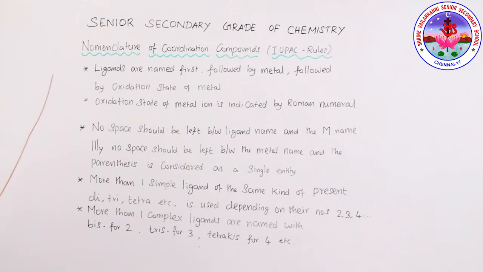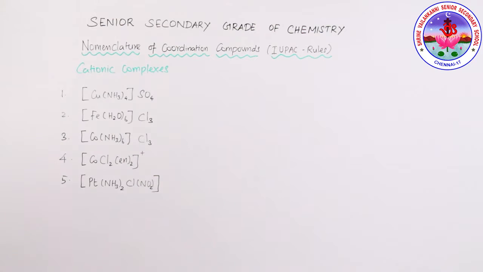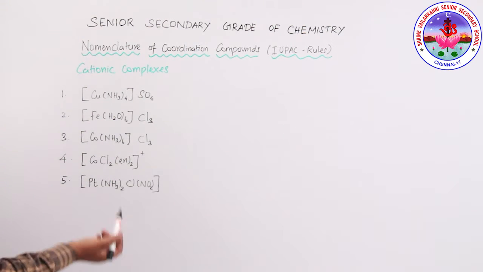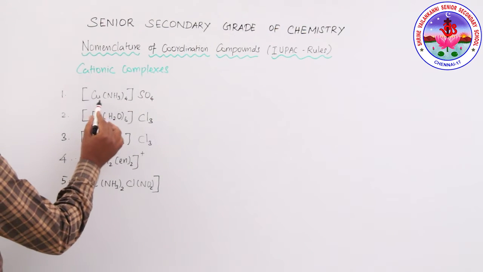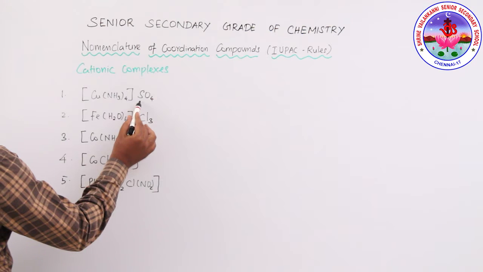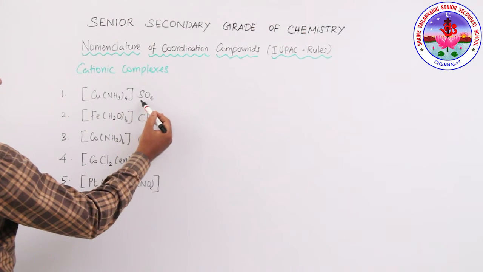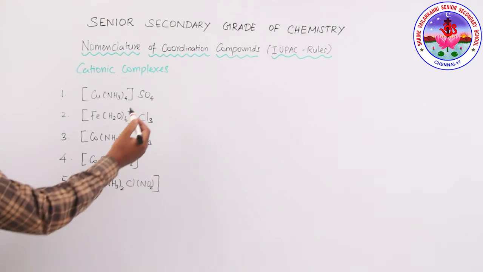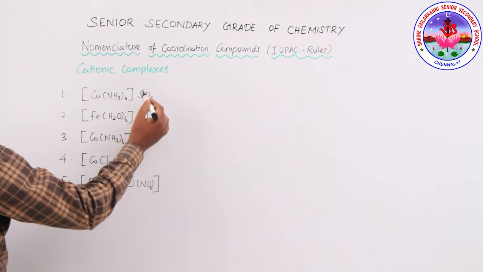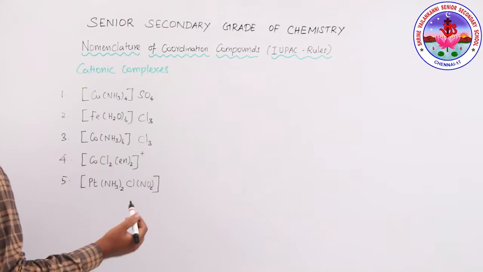Okay, now we will see the examples. We will name the cationic complexes first, then the anionic complexes, then the non-ionic complexes. First, how to identify whether the complex is cationic, anionic or neutral? Simple: take the compound and look at the counter ion. The counter ion is present on the right-hand side.